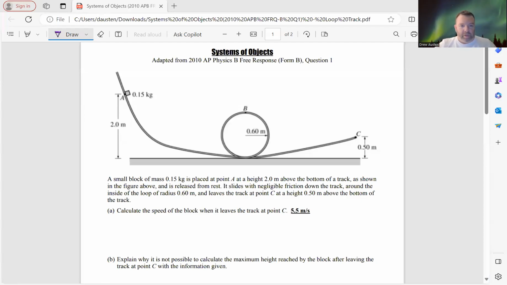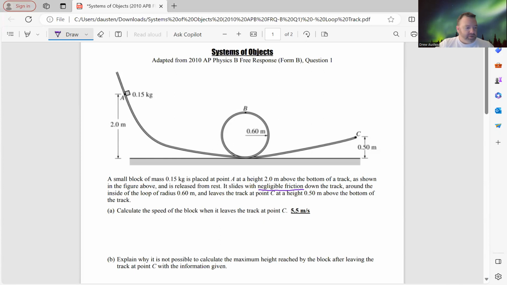All right, we've got this little block that's going to go down this track through the loop to point C, where it's going to be launched from the track. And in part A of this question, we just want to calculate the speed of the block when it leaves the track at point C. And you are told that the track has negligible friction.